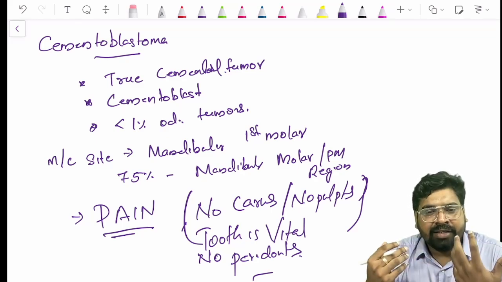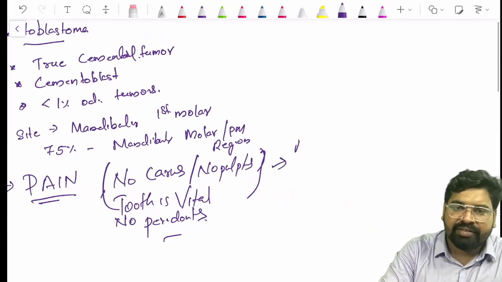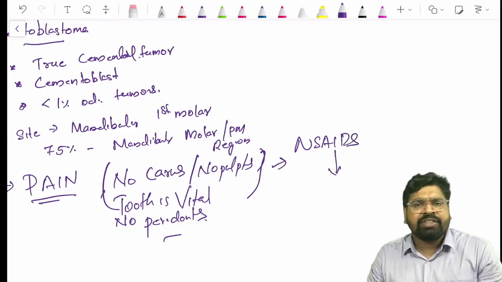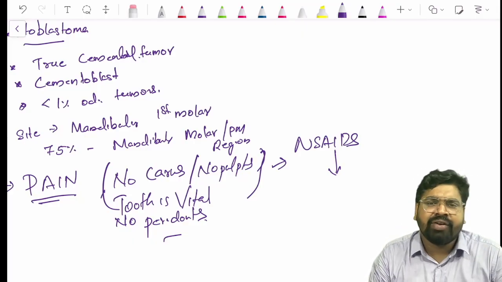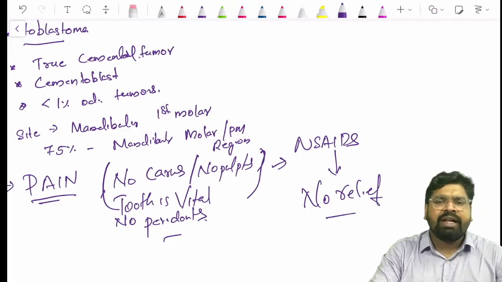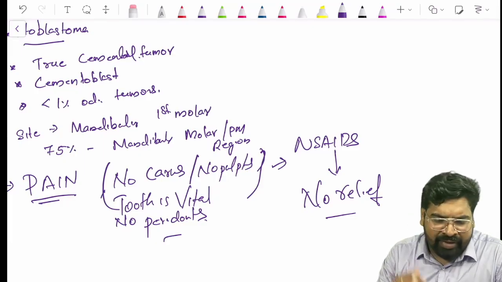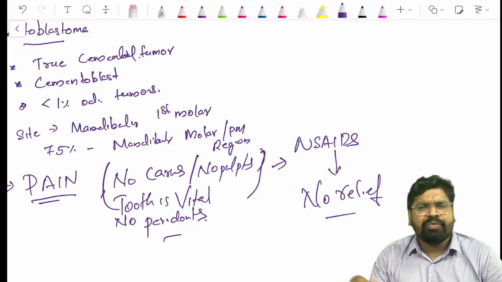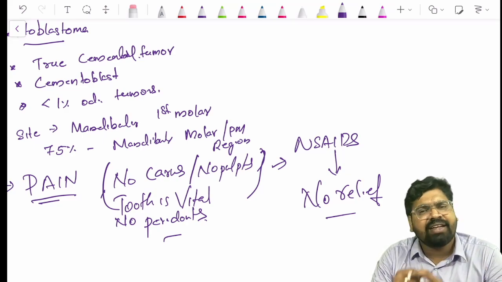What is the first line you will give? You will give him NSAIDs. But at night the patient will call you and give you a good speech: sir, your NSAID worked very well, I have no relief. So see, there is pain, and in the tooth there are no symptoms, no caries, no periodontitis, nothing. The patient is just complaining of pain, and you give him NSAIDs and there is no relief.